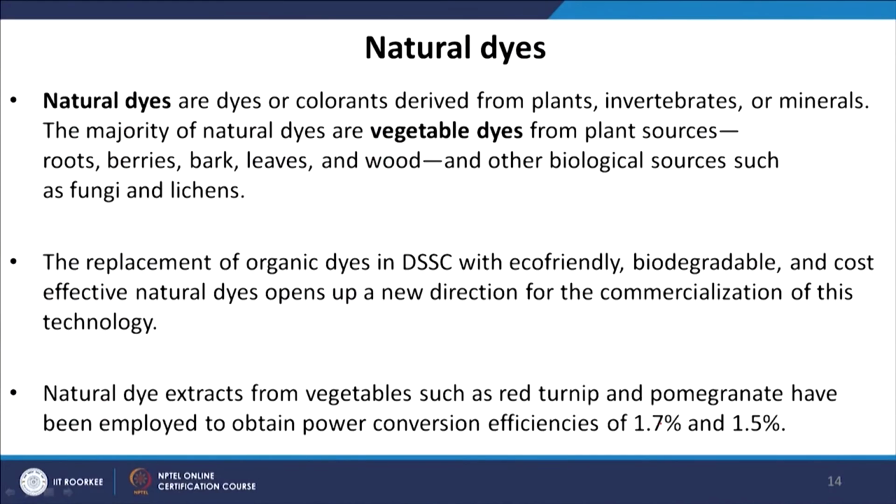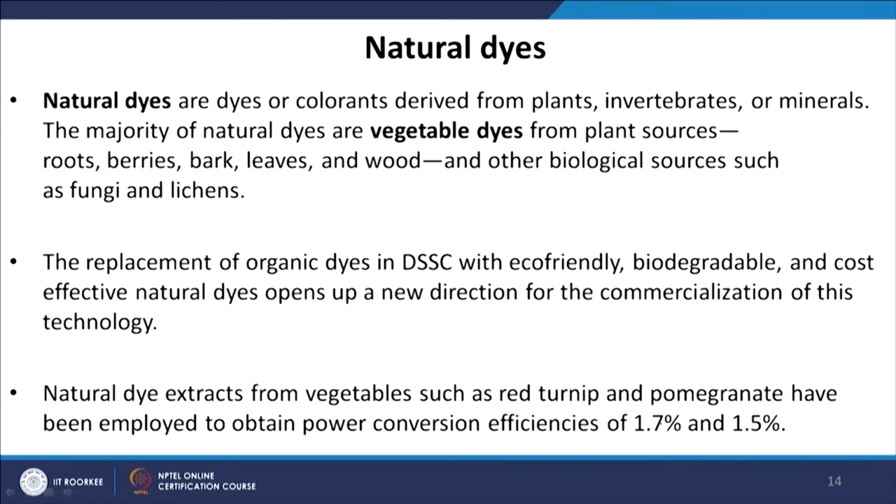Just like the synthetic dyes, we also have several natural dyes. Natural dyes are colorants derived from plants, invertebrates or minerals. The majority of natural dyes are vegetable dyes and they are obtained from plant sources, for example roots, berries, bark, leaves and wood, and also some biological sources like fungi and lichens. The replacement of organic dyes in DSSC with eco-friendly, biodegradable and cost effective natural dyes opens up a new direction to the commercialization of this technology.